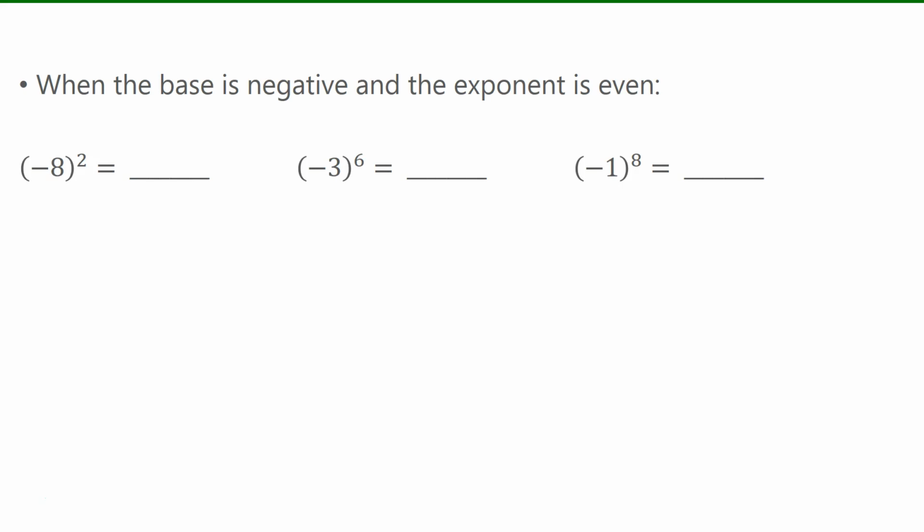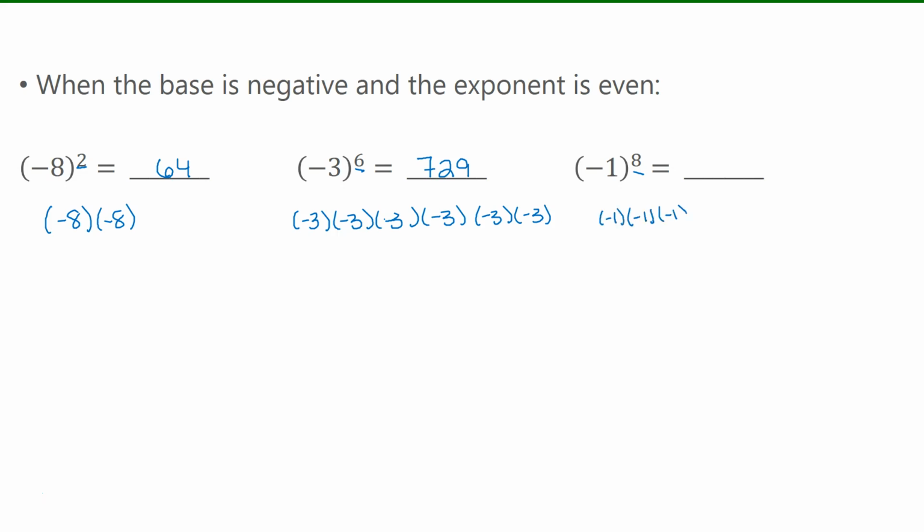So now what happens when we have a negative base still, but this time the exponents are even? So negative 8 squared, negative 8 multiplied by itself twice. That's a positive 64. Negative 3 to the power of 6 is going to give us a positive 729. And now negative 1 to the power of 8. Put that in the calculator, you should get a positive 1.